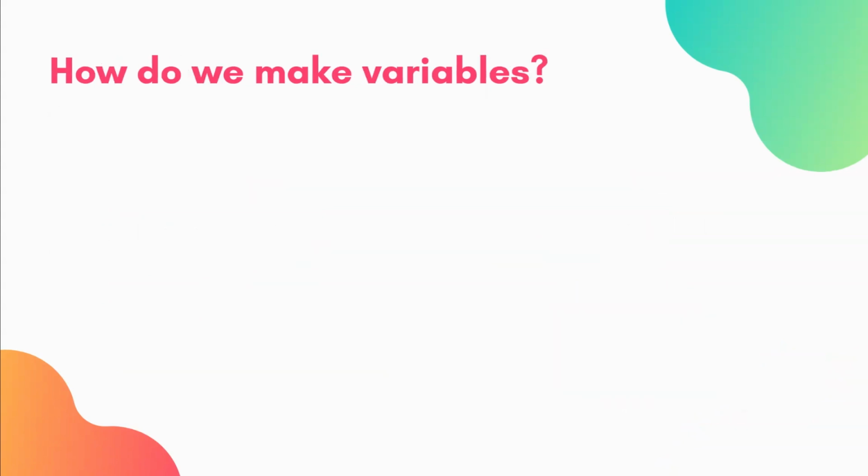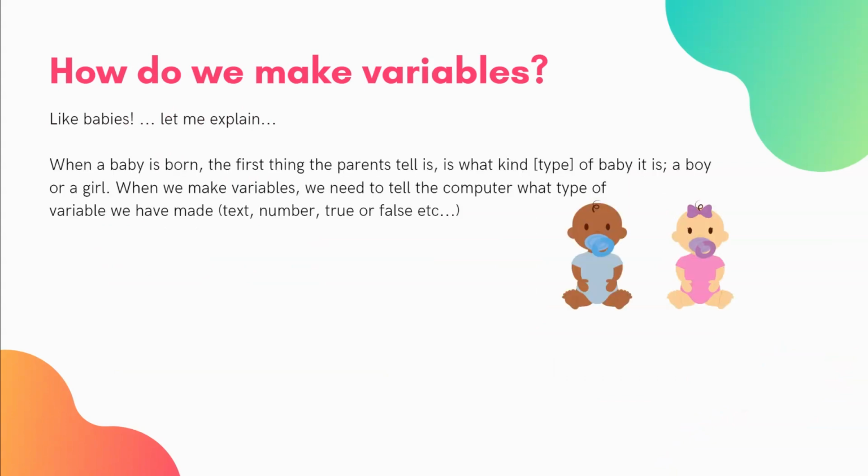So how do we make a variable? Let's explain that. When a baby is born, the first thing the parent tells us is what kind of baby or what type of baby it is. So think about the baby boy or girl being the type of baby that it is. We also have to know what type of variable it is. Now, there's not just boy and girl. Variables are very modern. There's many types of variables which we can set at the start. So when we make a variable, we need to tell the computer what type of variable we want, whether that's text, number, true or false, or another kind.